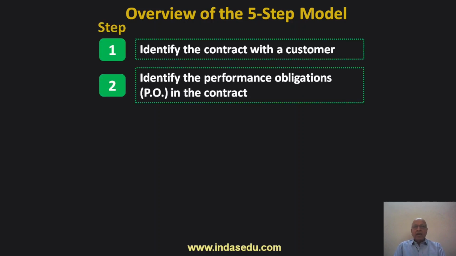Step 1, identify the contract with a customer. And step 2, identify the performance obligations in the contract. This is what? This is identification of the transaction. You see, they identify the contract with the customer, then they identify the performance obligation in the contract.